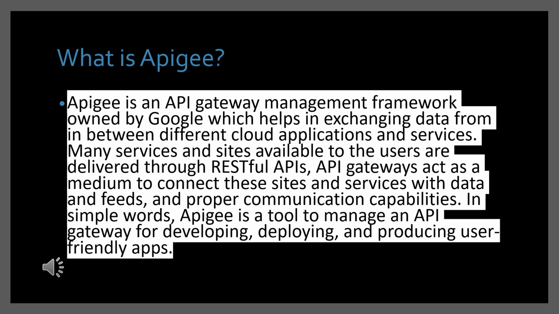Many services and sites are using RESTful APIs that we all know about very clearly. API gateways are just to connect the sites and services with the data that is fed from the backend. So in simple words, you can call Apigee a tool to manage an API gateway for developing, deploying, and producing a user-friendly app.